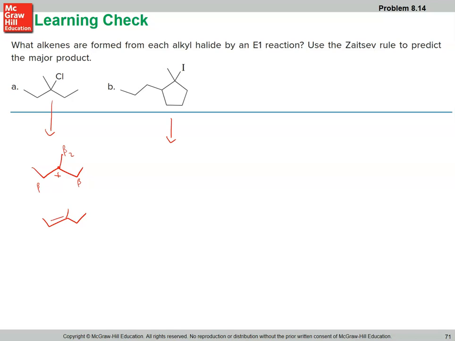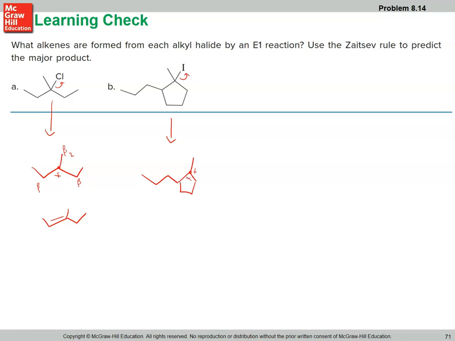For B, we're going to redraw the carbocation intermediate as well. I'm just going to remove, so we have the electrons leaving here, which I didn't draw out first. That carbocation is going to form here at the alpha carbon.